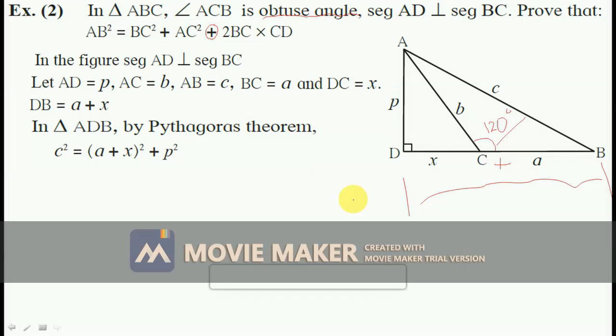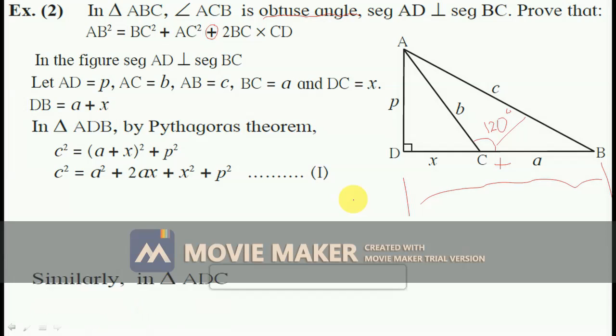For that we can write here c square equal to (base plus x), that is (a plus x) whole square, plus perpendicular square, which is p square. Now c square will be equal to (a plus x) whole square. It means a square plus 2ax plus x square plus p square. It will be the first equation of problem number 2.